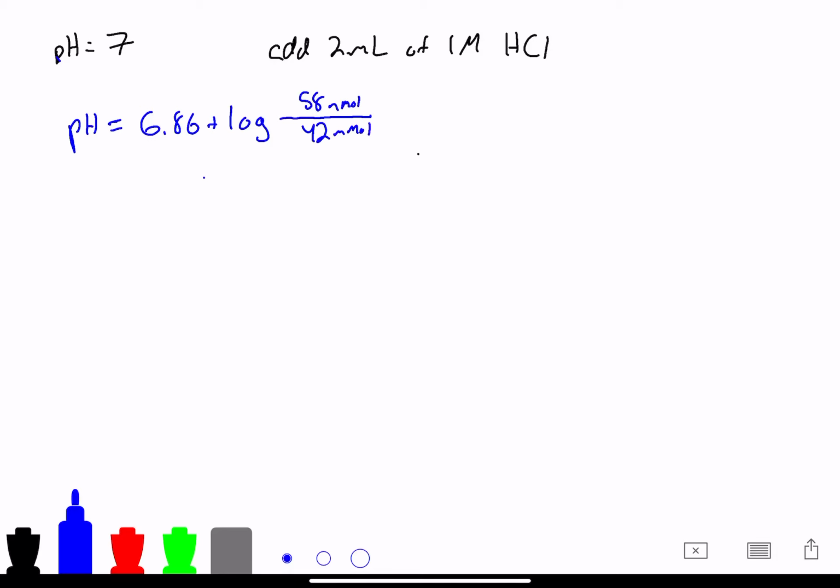Basically, I just took the numbers that we had from last time and multiplied them by 1,000. You'll see that these two add up to 100, which is what we want. So now, because we are adding 2 milliliters of 1 molar solution, to find out how many moles that is, we would just multiply 0.002 liters times 1 molar, and that would be 0.002 moles, which is equal to 2 millimoles.